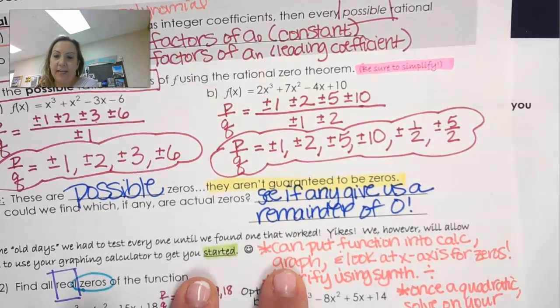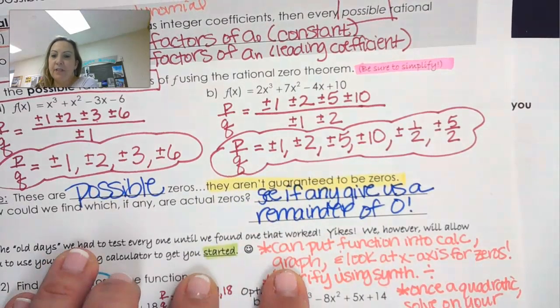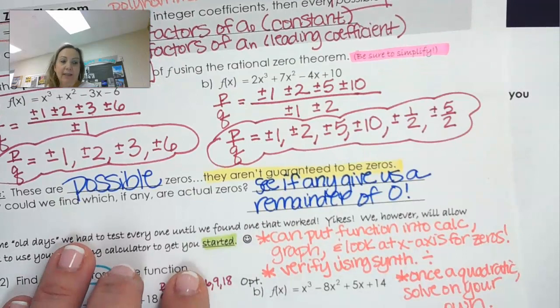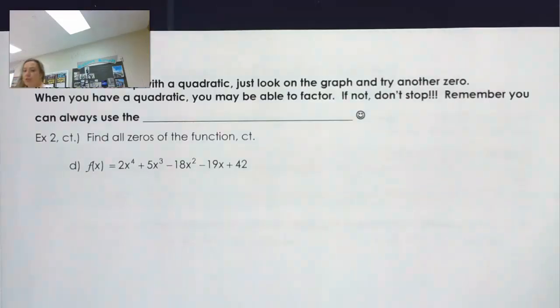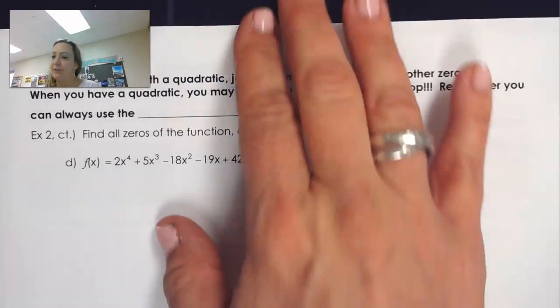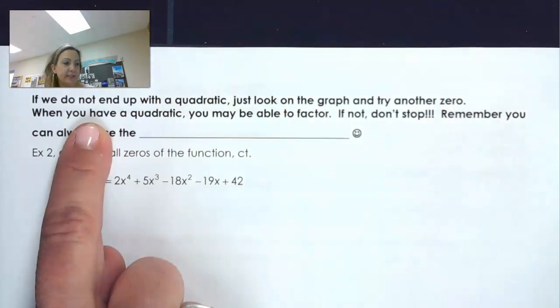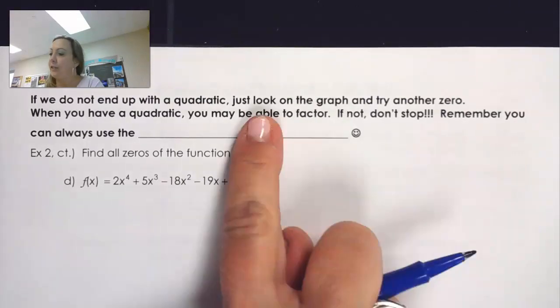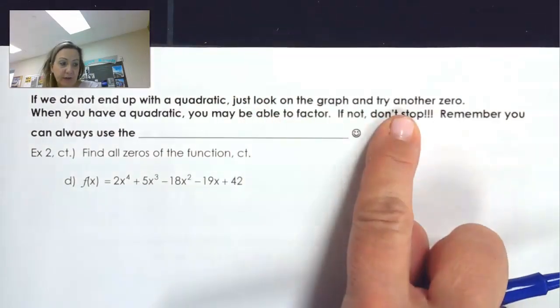What we said is that we can put the function into the graphing calculator, look at the x-axis for zeros, but again, we always want to verify using synthetic division, and then once it's a quadratic, we're going to solve on our own. So the issue is that let's say that we do this and we don't end up with a quadratic. What the heck are we supposed to do? Well, what we do is we look at the graph and we try another zero.